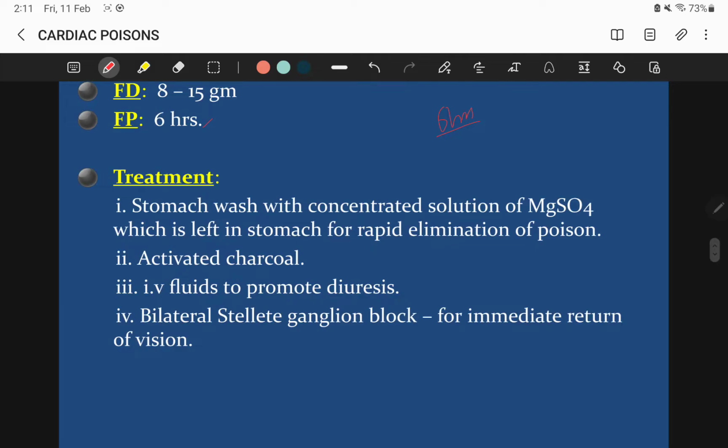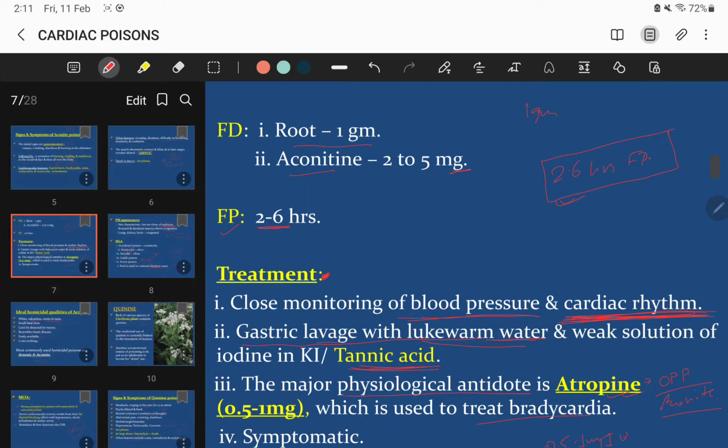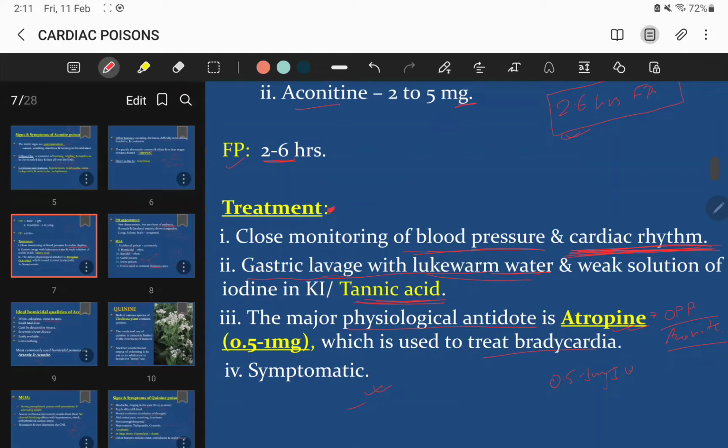Treatment: stomach wash with a concentrated solution of magnesium sulfate, MgSO4, which is left in the stomach for rapid elimination of the poison. So that's it. In aconite, what did we do? In aconite we gave atropine, right? So don't forget that. And also we use lukewarm water with a weak solution of potassium iodide and tannic acid, and then atropine, and then symptomatic treatment.